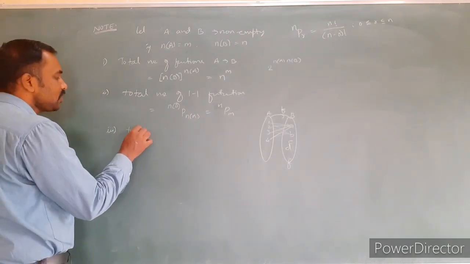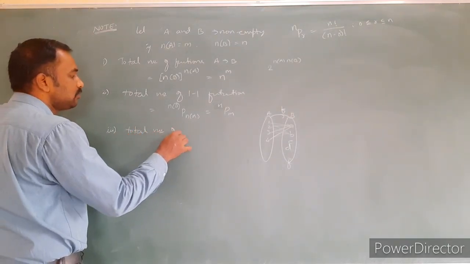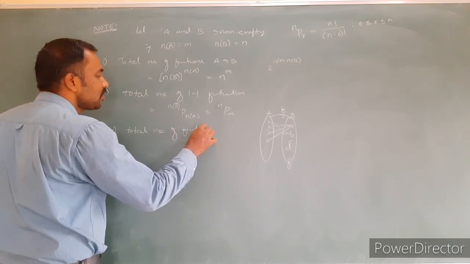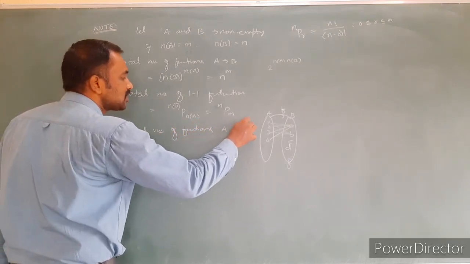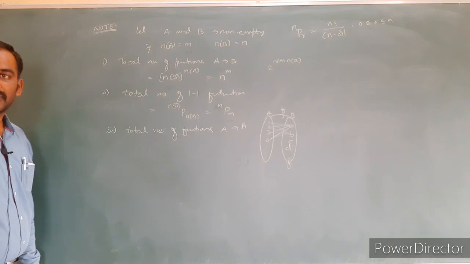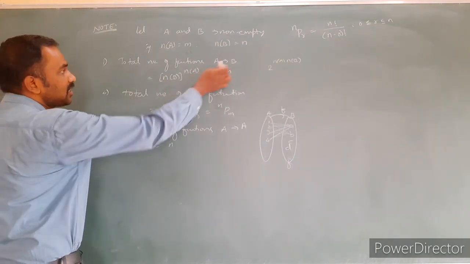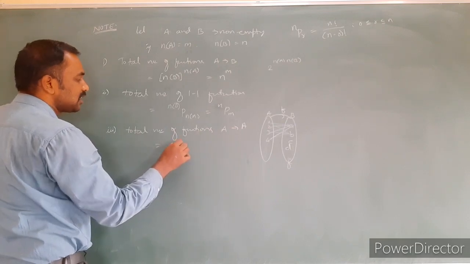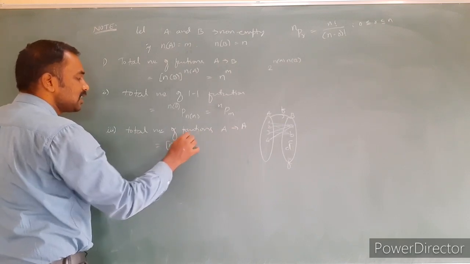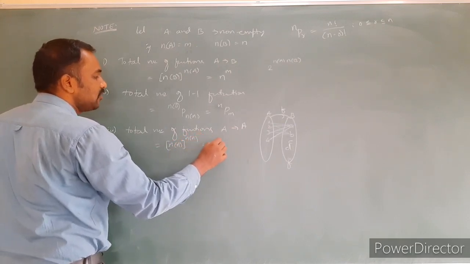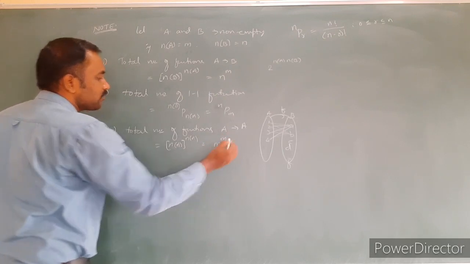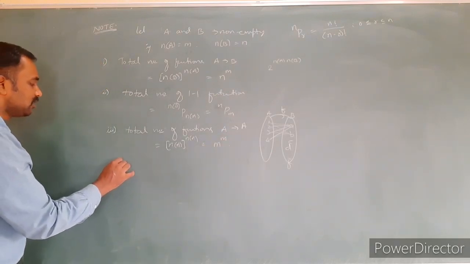Similarly, the total number of functions from set A to set A itself. From set A to set A itself, the same formula can be applied. With set A in place of B, it is n(A) power n(A). We can write this value as m power m. This is the total number of functions.